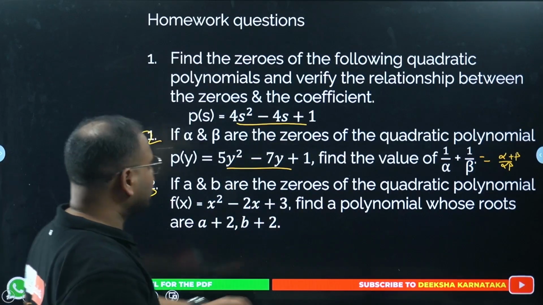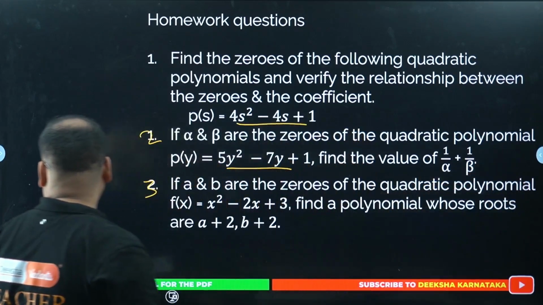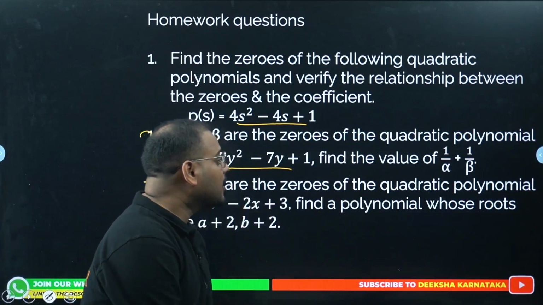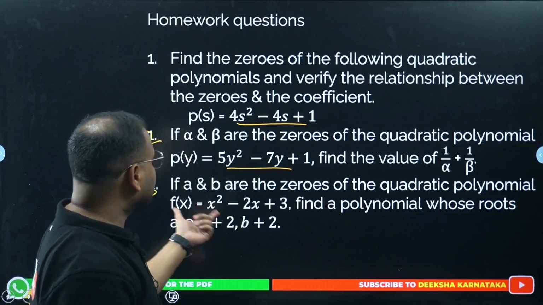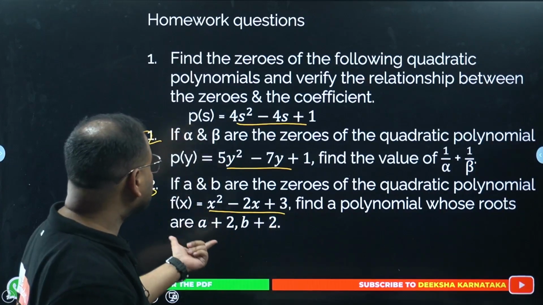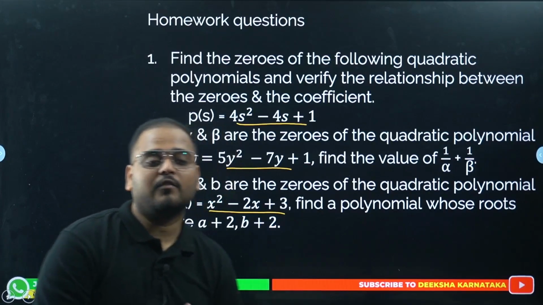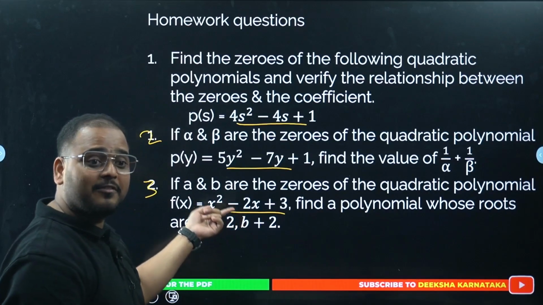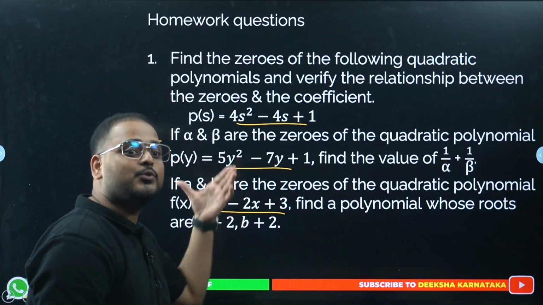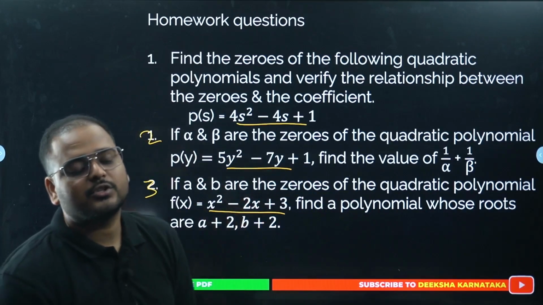I don't want you to take this as a hint. Just use your own learnings. Come on. Okay, so last part. If a and b are the zeros of the quadratic polynomial f(x) equals x square minus 2x plus 3, find the polynomial whose roots are a plus 2, b plus 2. This is a good question. So how will you solve it? Find the relation of sum of the roots and product of the roots from here, and from there you use this to substitute in the question. Use your brain. If you don't get it, you'll have the solution to solve it.